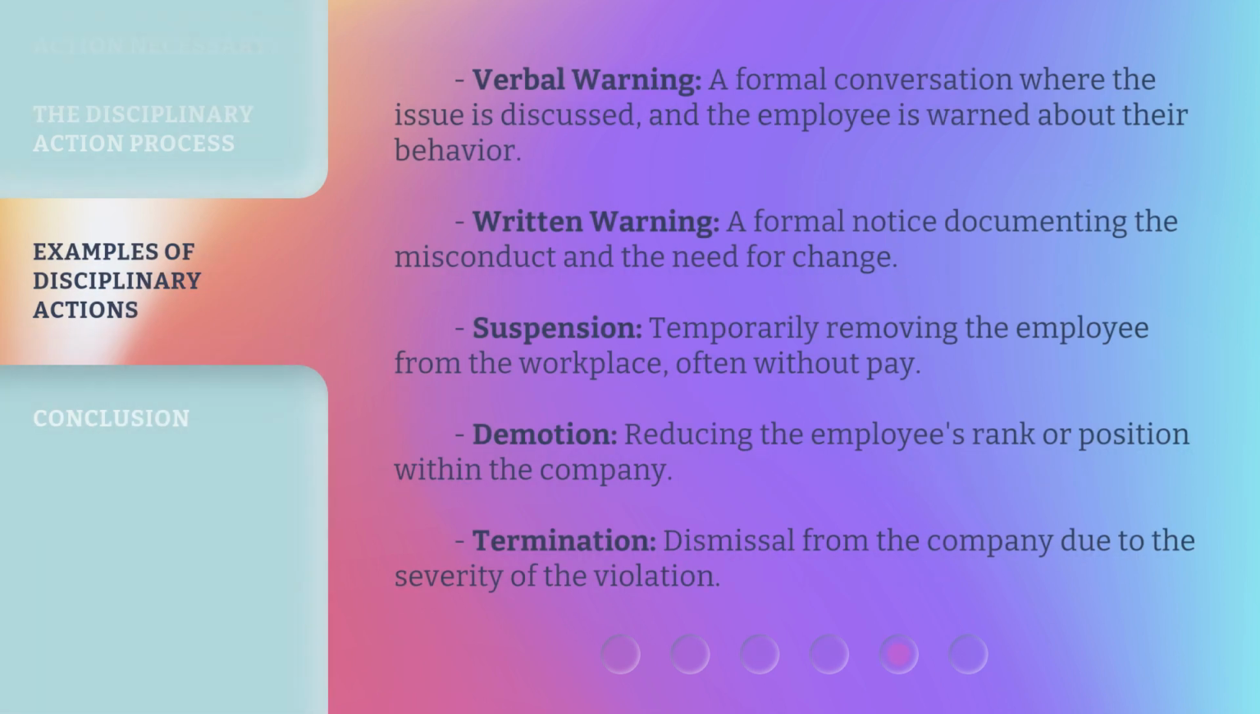Verbal warning. A formal conversation where the issue is discussed and the employee is warned about their behavior. Written warning. A formal notice documenting the misconduct and the need for change. Suspension, temporarily removing the employee from the workplace, often without pay. Demotion, reducing the employee's rank or position within the company. Termination, dismissal from the company due to the severity of the violation.